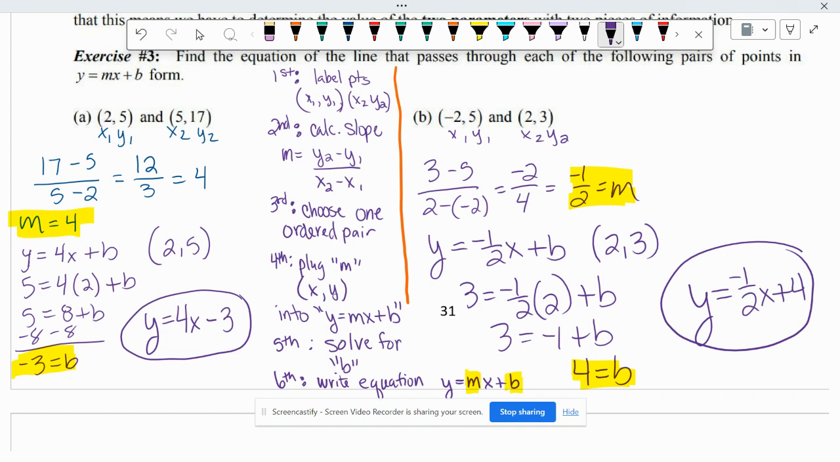Just pick one. Which one do you want? Okay. So here's what I do. I start with my slope and I write y equals 4x plus b. And then I write the ordered pair that I'm going to use. This is x, and this is y. So y is going to be 17. x is going to be what? x is going to be 5. Got it? Yeah.